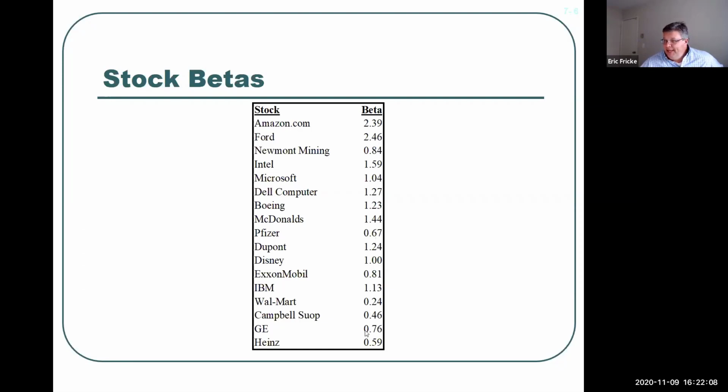If you go down the list, you'll see companies like Heinz, Campbell Soup, and Walmart. They have relatively low betas. They're not growth stocks, but when the economy does poorly, they just keep humming along because people keep buying those everyday consumer goods that they have to buy.